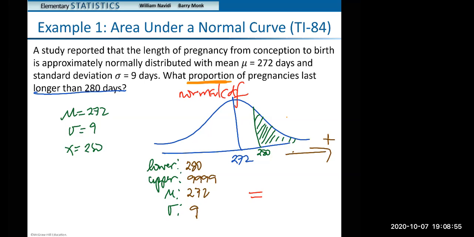I messed up. I put my upper at 272. I messed up. I'm tired. Wait, let me double check. Second verse, normal CDF. $280, 272.